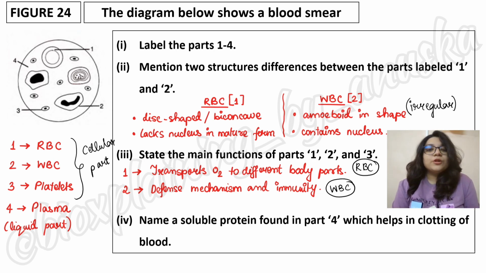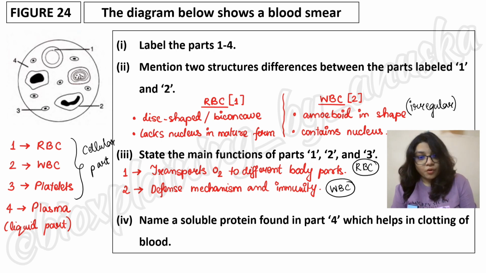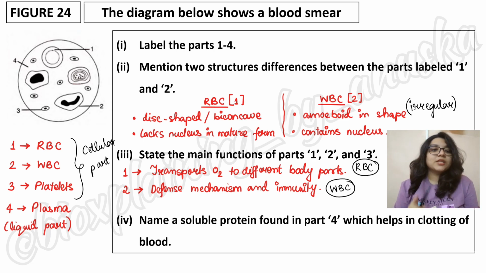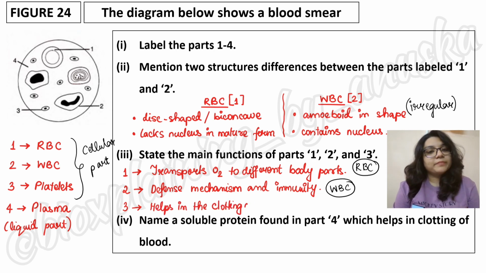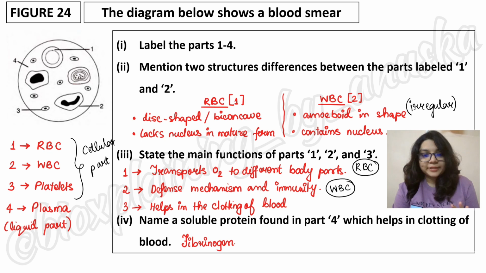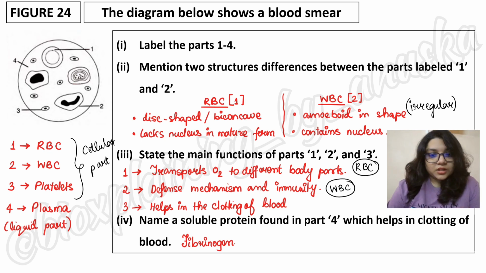Part 4, soluble protein found in part 4. That is, 4 is the plasma, the soluble protein which helps in blood clotting. That is your fibrinogen. Okay, I missed out part 3. So part number 3 is the platelet, right? Platelets help in the clotting of blood. At the site of injury, the platelets will help in the clotting of blood. Fine. So I guess this one is clear.